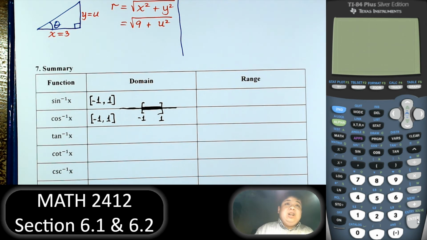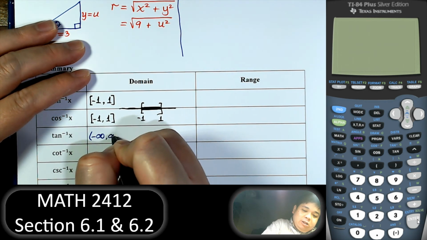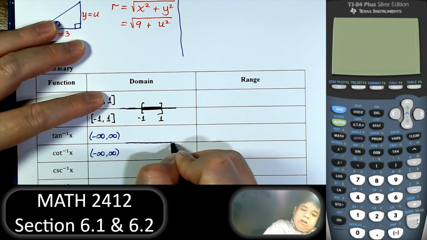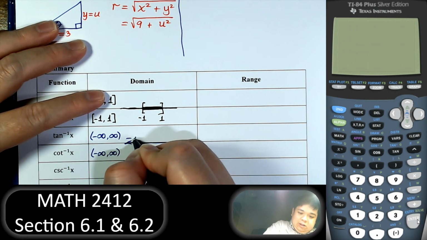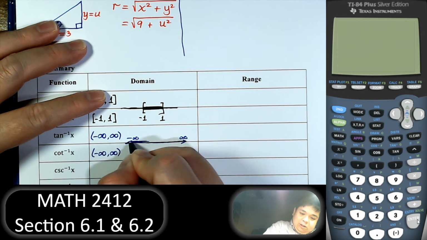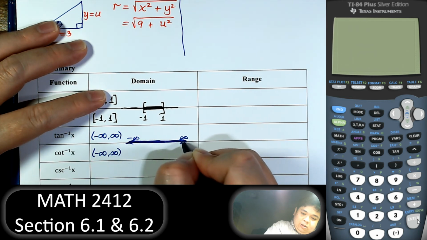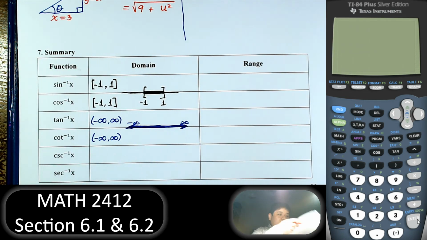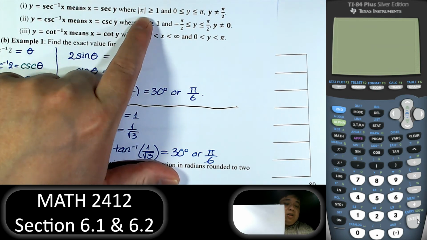Now, tangent inverse and cotangent inverse. The domain will be all real numbers. If we draw a line, it will be the whole line. And then secant and cosecant inverse. Right. So that is for tangent, cotangent inverse. Secant and cosecant inverse, this is what we have.